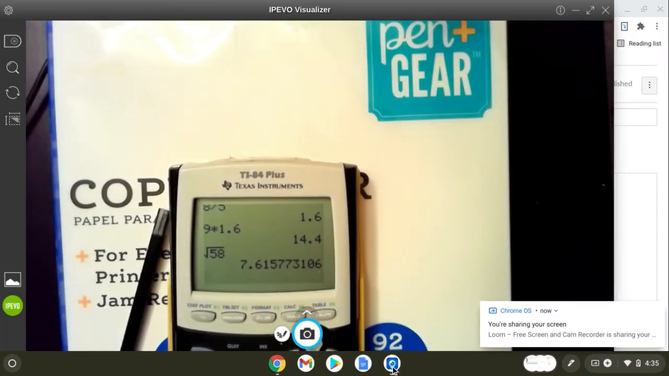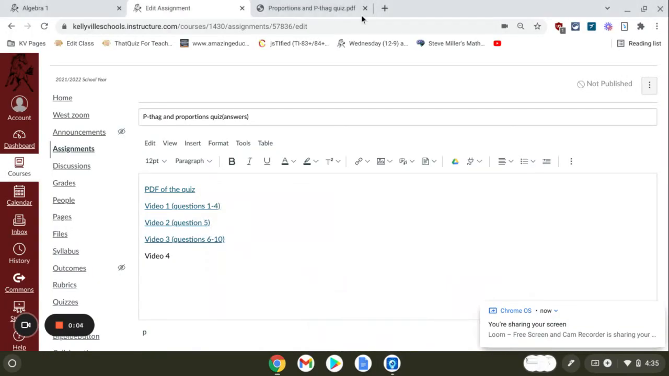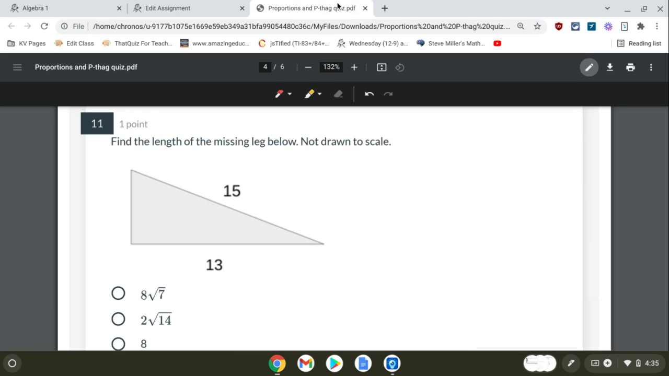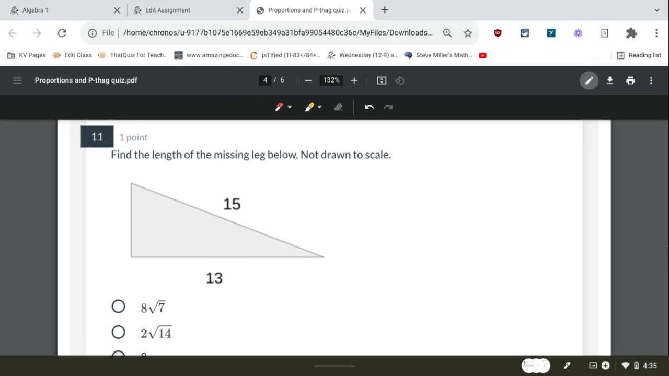All right, now we are on number 11. Find the length of the missing leg below. We're supposed to use the Pythagorean theorem to figure this out. The theorem says if you do the square of the smaller legs, so x squared plus 13 squared, that should equal the hypotenuse squared. And that hypotenuse is always the one that's across from your right angle.